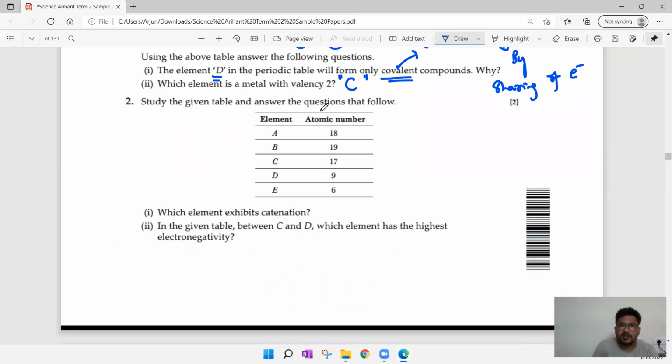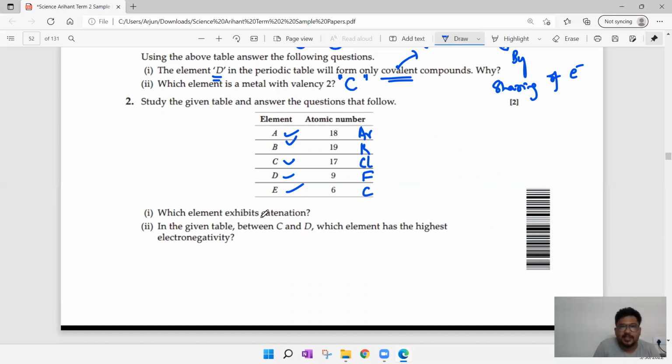Next, another important point I'll tell in the second question. Study the given table and answer the questions that follow. We have 5 elements A, B, C, D, E, with atomic numbers 18, 19, 17, 9, 6. Most of the students will do this: okay, A is atomic number 18, which is argon. Atomic number 19, potassium. 17, chlorine. 9, fluorine. Atomic number 6, carbon. Okay, that's fine, the information we got, leave it.